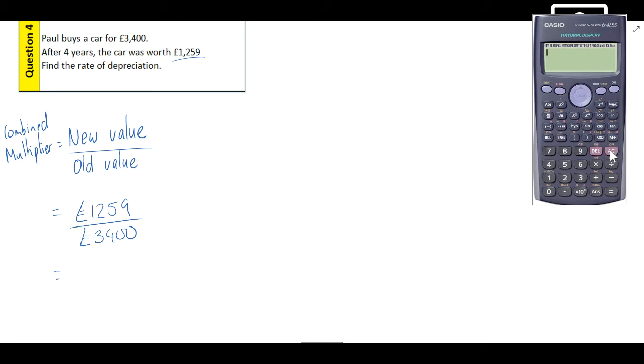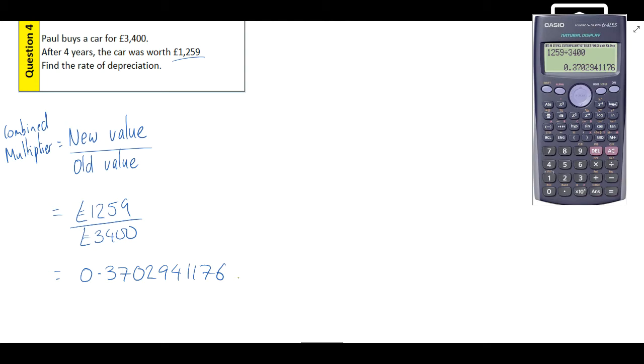So over to my calculator, 1,259 divided by 3,400. That tells me that the multiplier is 0.37. Because this isn't a final answer yet, I would suggest writing everything out. So that tells me that after 4 years, the car is worth 37%, because that as a percentage would be 37% of its original amount.